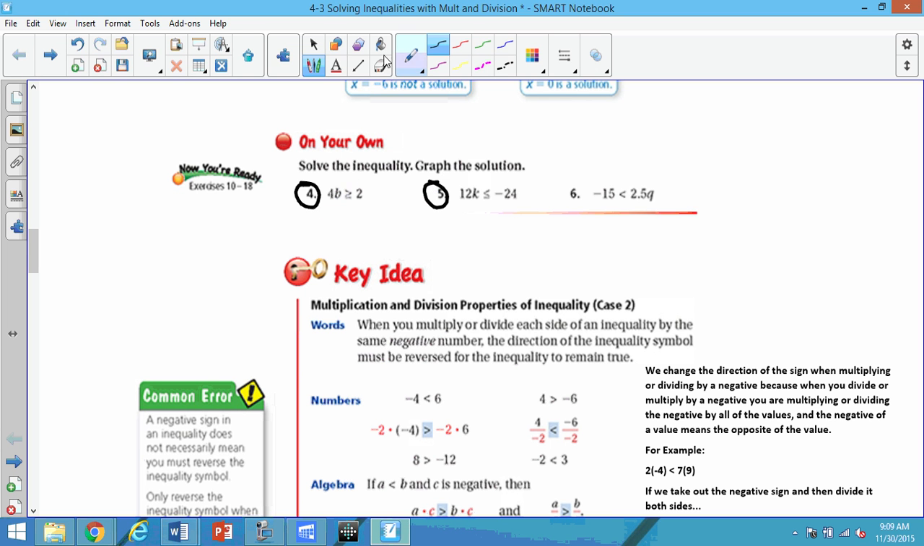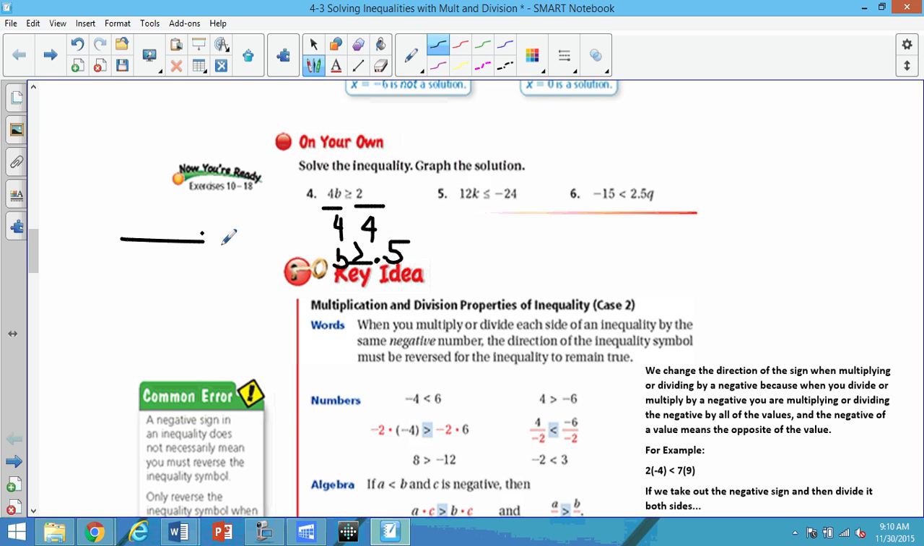Okay, so for number 4, this is 4 times b is greater than or equal to 2, so you have to divide both sides by 4 to get that variable alone. And you end up with b is greater than or equal to 1/2 or 0.5. I'm going to make it 0.5.